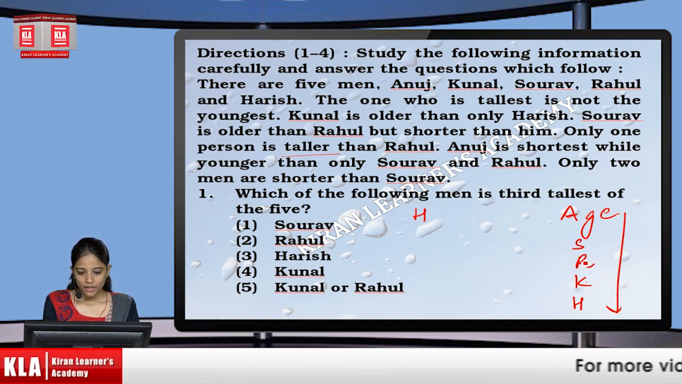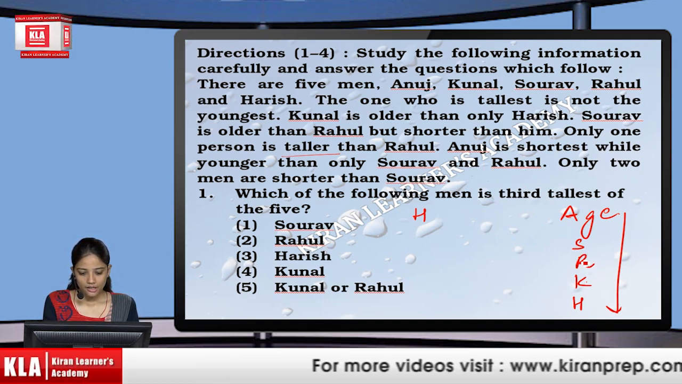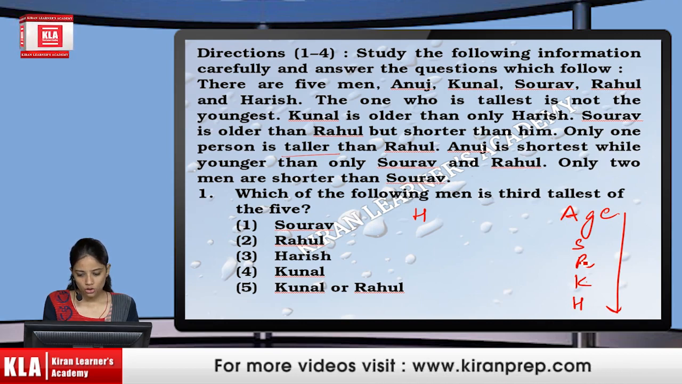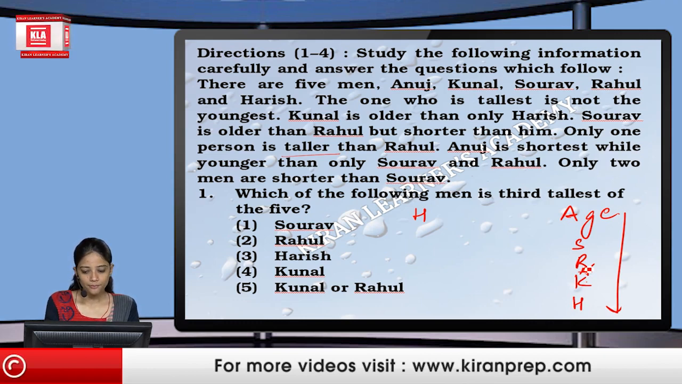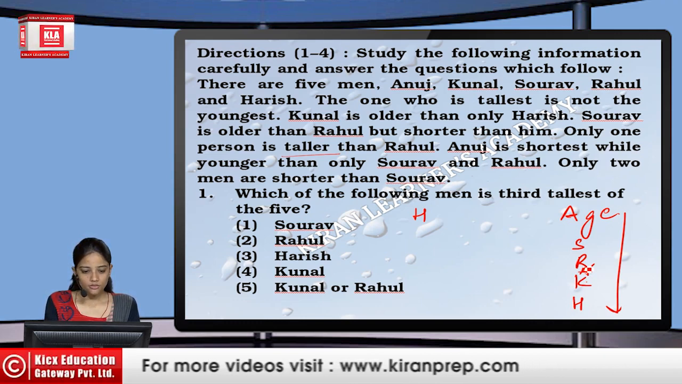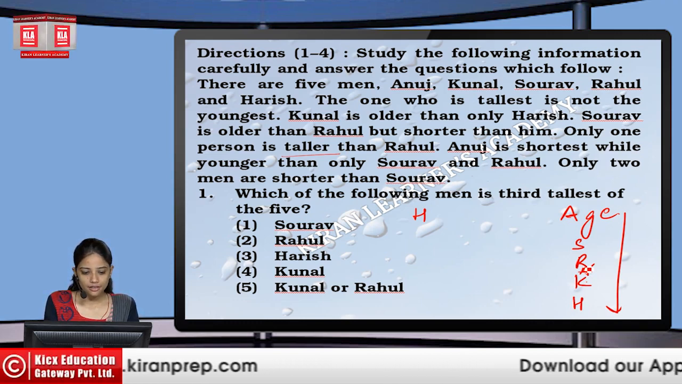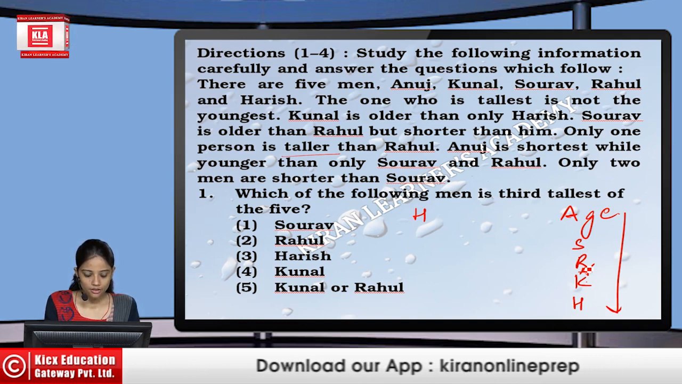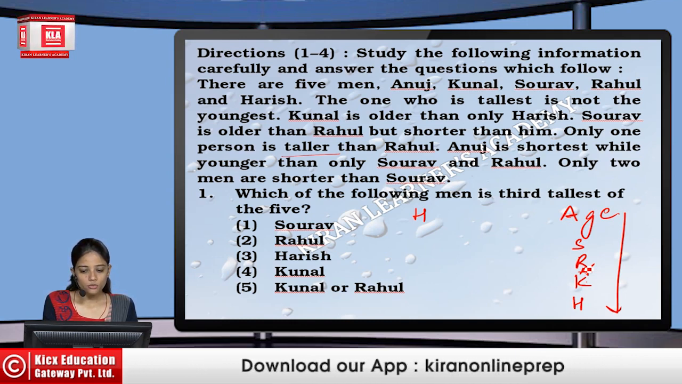And we have the next part, that Anuj is younger than only Saurabh and Rahul. That means we have Anuj over here. Then this we have arranged according to the age. Let's arrange according to the height. First it is said that the one who is tallest is not the youngest, meaning Harish cannot be the tallest.